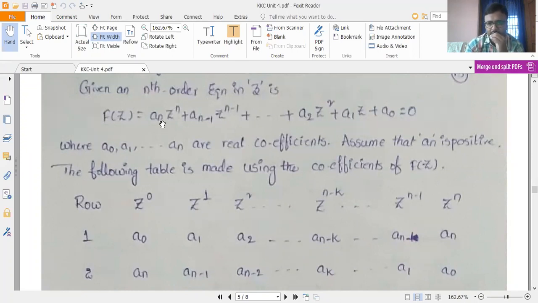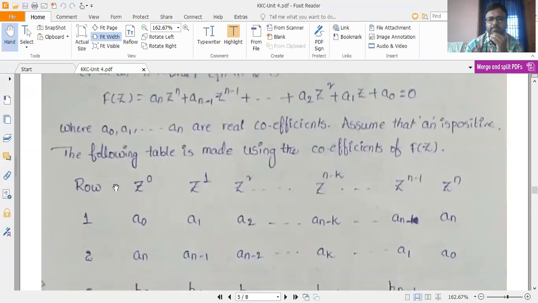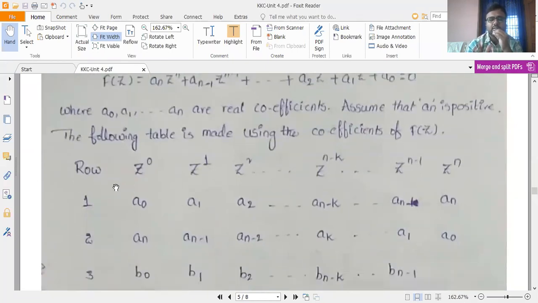So we can estimate the stability using the coefficients of f of z. The following table is going to be used to determine the stability of the system. Okay, so it is not similar to the RH criteria table. It is somewhat different, so try to concentrate on this particular one.